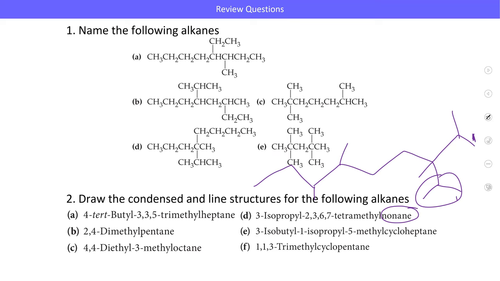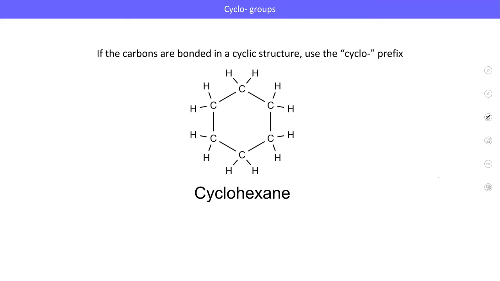All right. Last wrinkle we're going to add today, and then we're just going to do some practice, is cyclo groups. And it's pretty straightforward. If you have carbons connected in a ring structure, we use the prefix cyclo. It's still named as an alkane. If it's 6 carbons in a row in a ring structure, we just say it's cyclohexane. It's still hexane because there's still 6 connected in a row. Our longest continuous carbon chain is still 6, but it's not an open chain. It's in that ring structure, so we say cyclo.